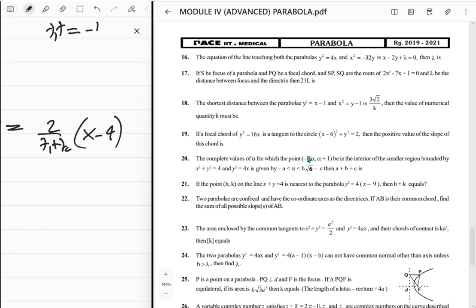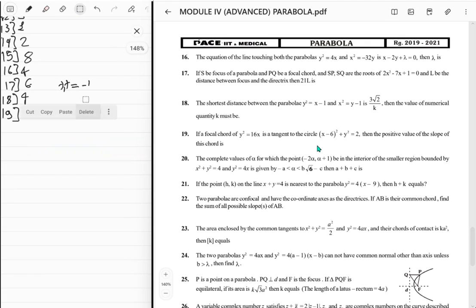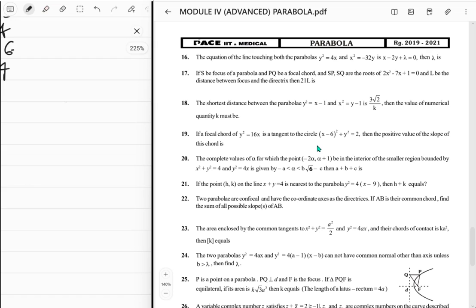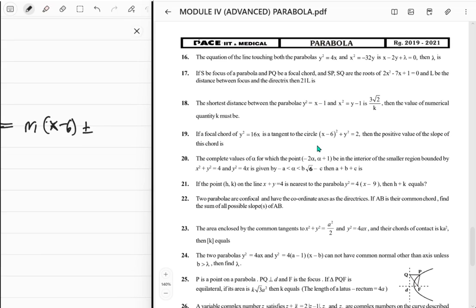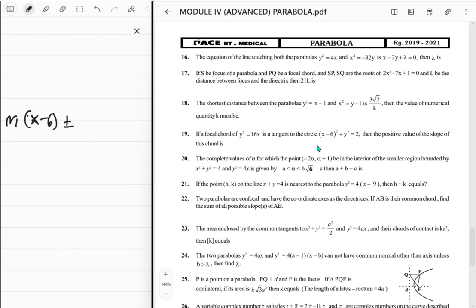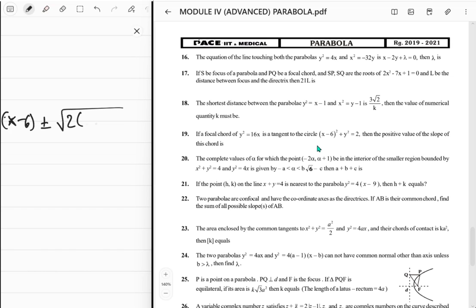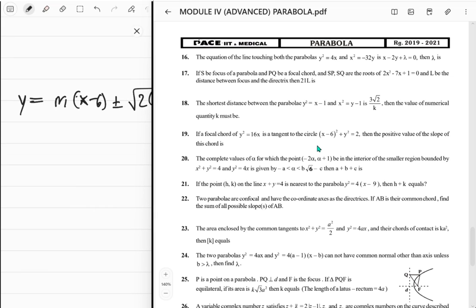Wait, why are we doing all of this? It's like saying the tangent to this circle passes through the focus. We didn't actually have to do all of this. So what's the tangent to the circle? It's just going to be y is equal to mx, and by the way, instead of x you actually have to do x minus the shift, plus or minus r. R is just going to be square root of 2, times square root of m squared plus 1, right? That's the tangent, and it passes through the focus, which is 4 comma 0.